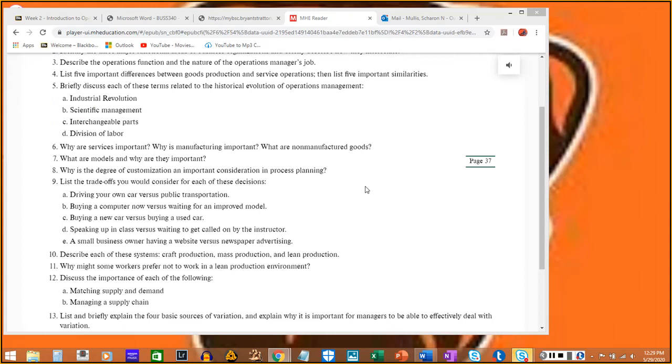Moving on to the questions that you will be expected to answer. You'll be expected to answer number 5, number 6, and number 9.